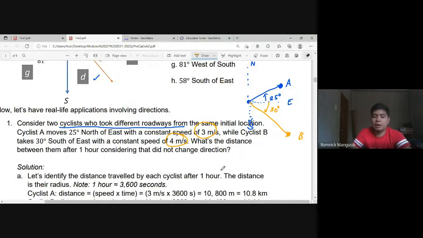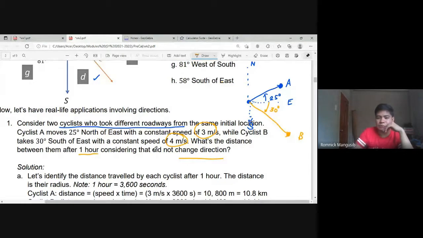And then, how are we going to determine now the distance between them after 1 hour, considering they did not change direction? So, tuloy-tuloy lang sila ng movement. Straight na siya. Straight 30 degrees south. Straight na yung daan. So, parang roadway talaga siya na hindi nagbo-move to other direction. Tuloy-tuloy lang daw sa pag-move. Paano kung 1 oras na ang nakalipas? Gano'n na sila kalayo sa isa't isa? Okay, take note of this.